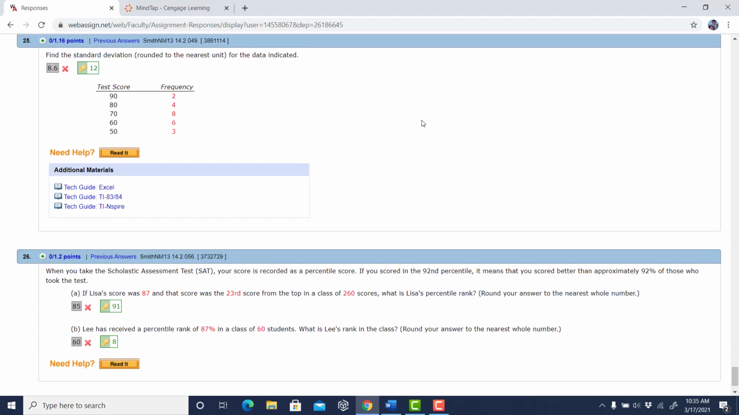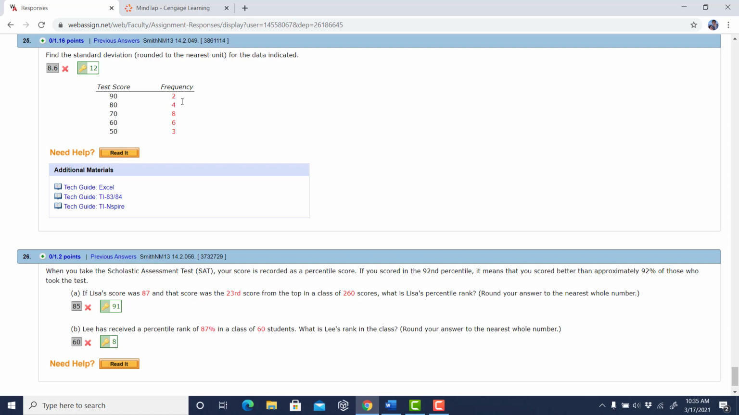Find the standard deviation rounded to the nearest unit for the data indicated. So what we have here is a table of values, right? We have 90, 80, 70, 60, and 50. And the frequency is just how many times that data value occurs, right? So the number 90 occurs twice, the number 80 occurs 4 times, 70 occurs 8 times, and so on, right?